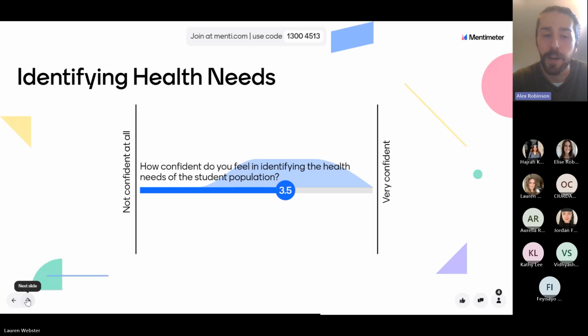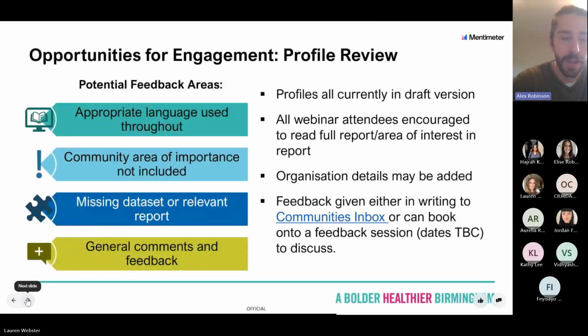So now we're just going to quickly move on to the last section where I'll discuss some of the next steps in using the profiles. All of the profiles that we've created are currently in a draft version, so they can be edited. Would encourage everybody to go away and read them and provide us with feedback. For example, if you feel there's any inappropriate language used or an important report or data set that's not been included, then do let us know.